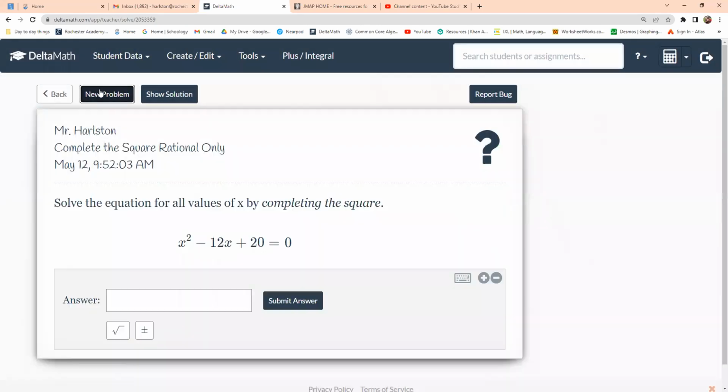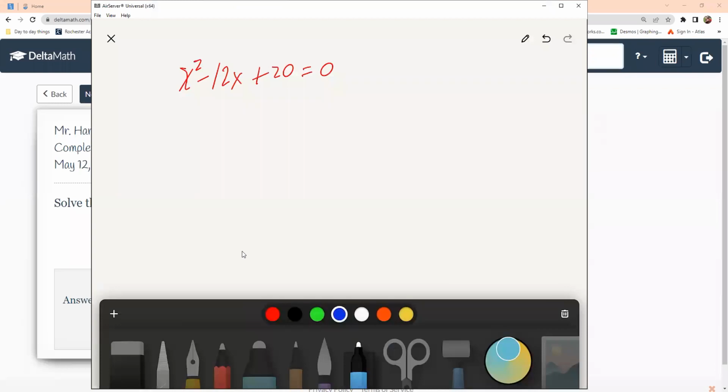I'm going to try to do one more real quick. All right, clear. And let me write down this. This is x² - 12x + 20 = 0. Go to my iPad. Let's get this going. I'm going to subtract the 20 and move it to the other side. So this is going to be x² - 12x = -20.